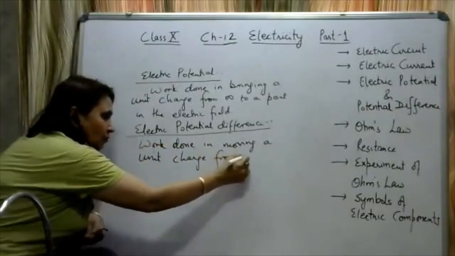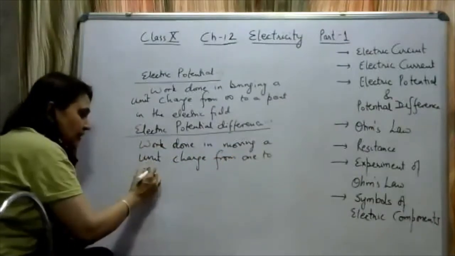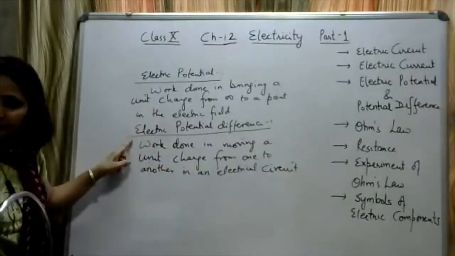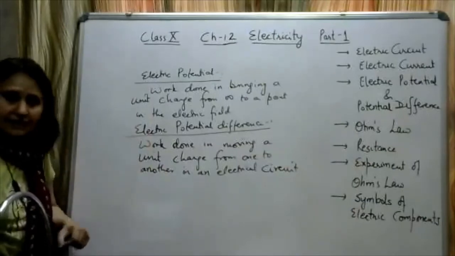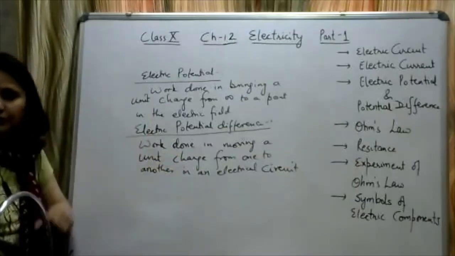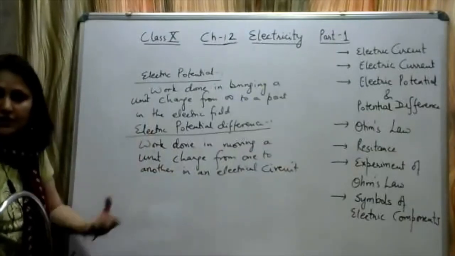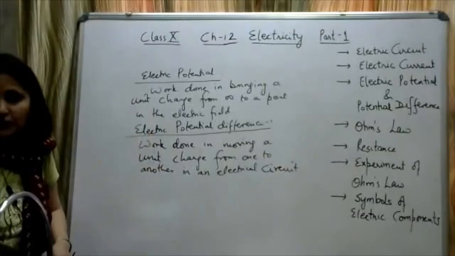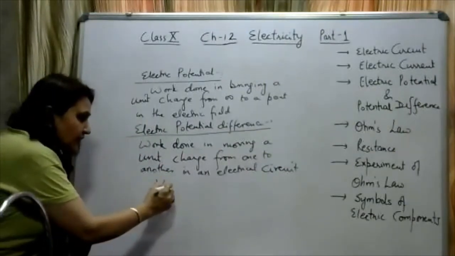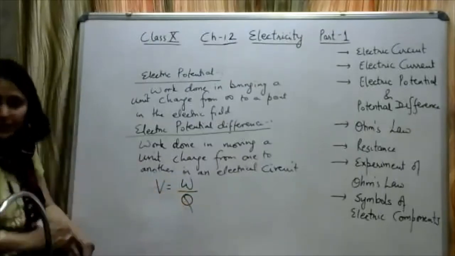From one point to another in an electrical circuit. Electrical potential difference is defined as work done in moving a unit charge from one point to another in an electrical circuit. This work done per unit charge, we call it the potential difference. So potential difference is equal to work done per unit charge.